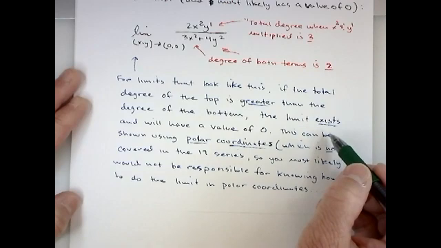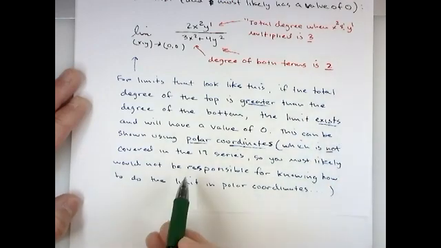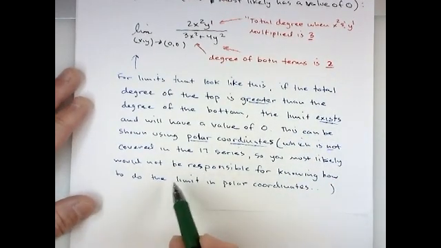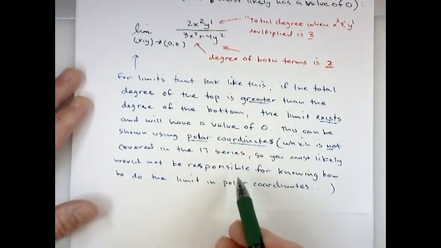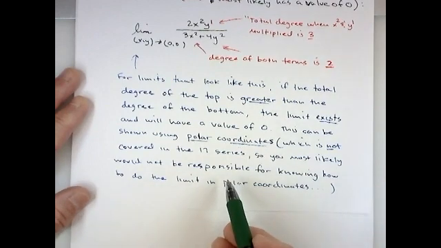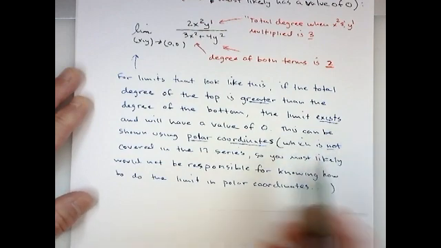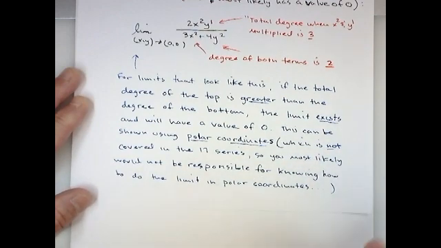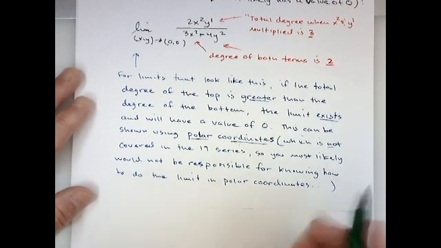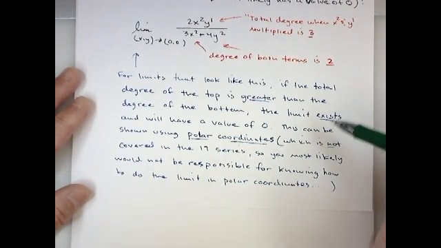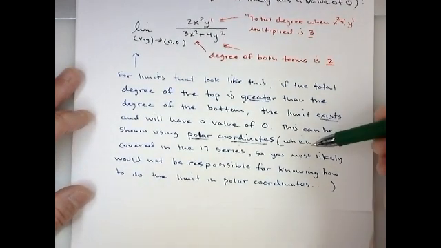We actually do these limits using what we call polar coordinates, something some of you may have seen in a trig class. You can actually show that that limit would equal 0. We don't cover polar coordinates in the 17 series, so you're not going to be responsible for explaining why this limit is 0 using polar coordinates.